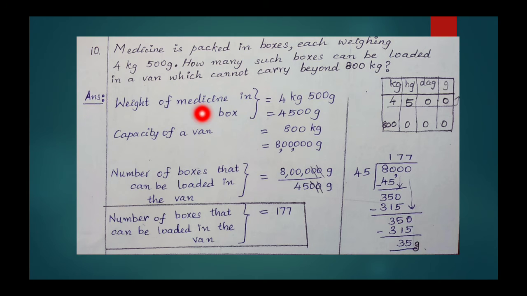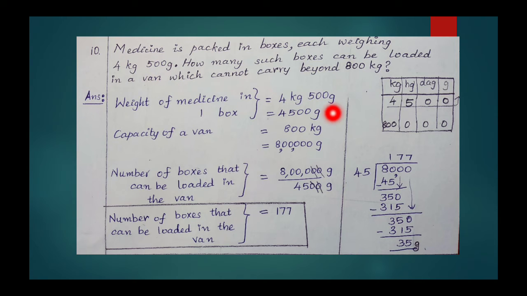Medicine is packed in boxes, each weighing 4 kg 500 gram. How many such boxes can be loaded in a van which cannot carry beyond 800 kg? So what is given? This is the weight of medicine in one box. Each box weighs 4 kilogram 500 gram.